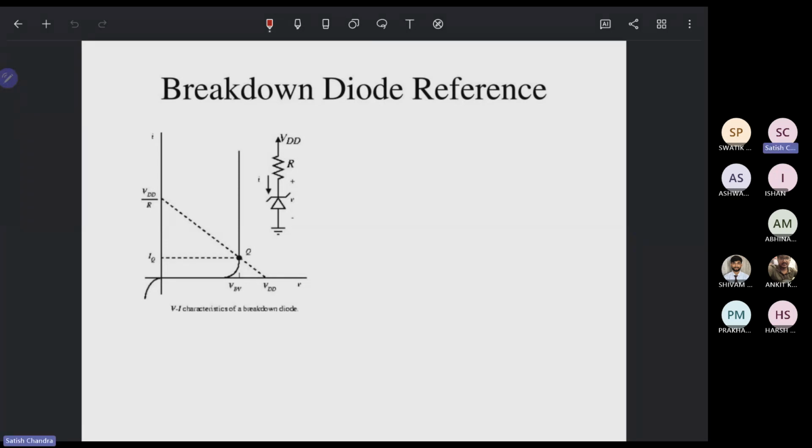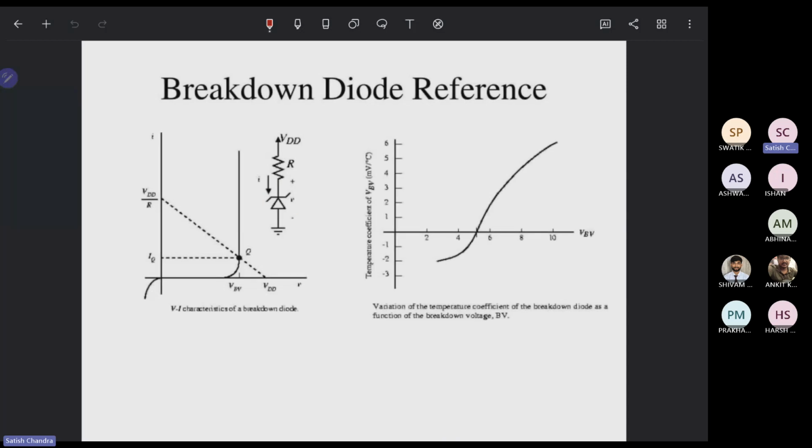When we look into this IV characteristic, we can see it here. As we increase the voltage after the breakdown, it is going to have a high current. Okay. Similarly, if I check this diode referencing on the basis of temperature, you will get this kind of a variation.